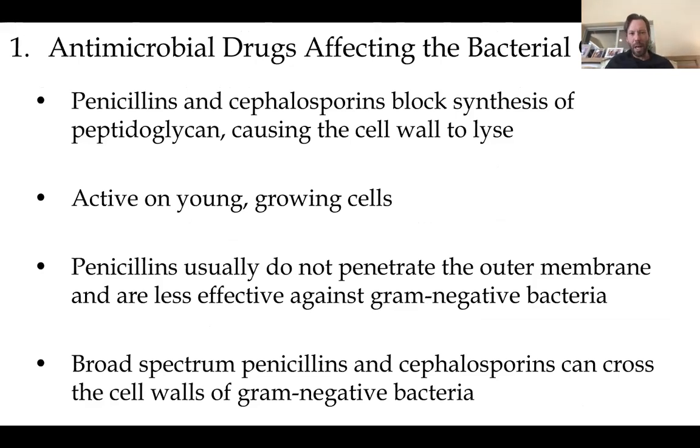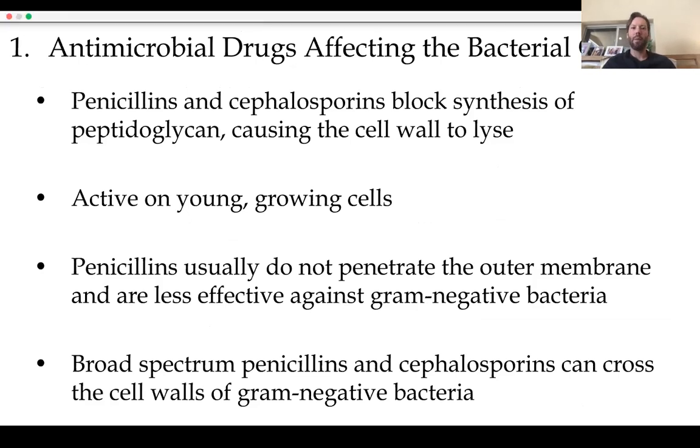Okay. So the first type, antimicrobial drugs that affect the bacterial cell wall. Again, penicillins, cephalosporins. What do they do? They block the synthesis of peptidoglycan. Remember peptidoglycan, right? It's the cross-linking NAGs and NAMs that make up that. And it's going to be thick. The peptidoglycan is going to be thick in gram positive, thin in gram negative.